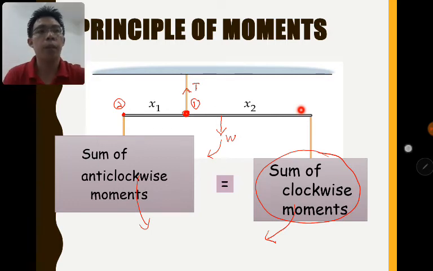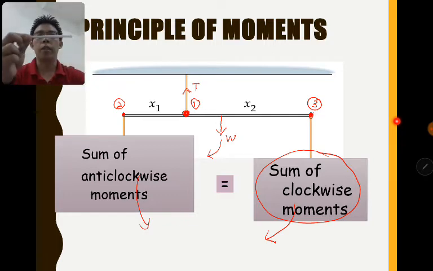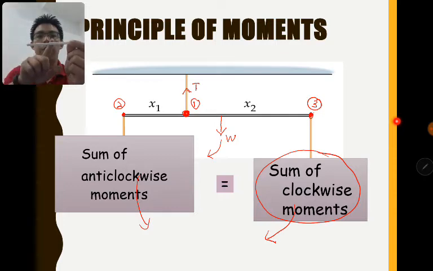Okay, you can also take point 3, which is here. Then it changes slightly, because instead of taking moments about here, you now change your point of moment to here. The same principle still applies: the sum of the moments caused by the mass hanging here and the weight pulling it down must be equal to the moment caused by the tension this way.